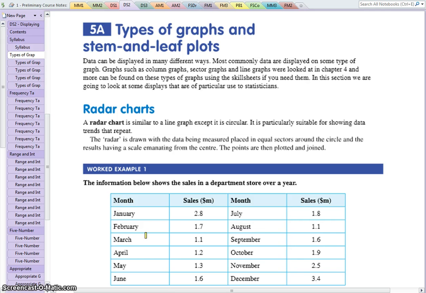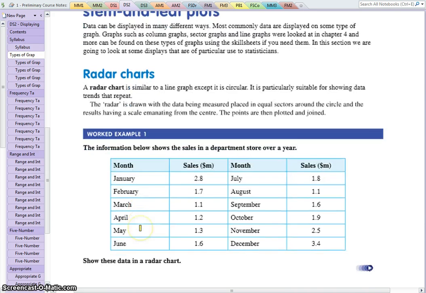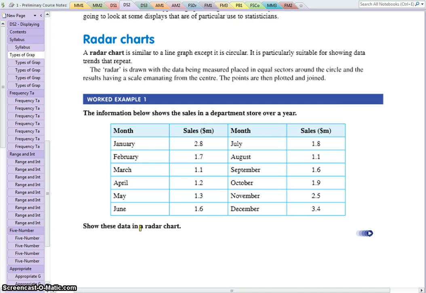Okay, when we collect and organize our data, we need to display it so that it's obvious to people what we're trying to get at. These particular graphs are very quick and easy to use and make a lot of sense. First one is radar charts. Very similar to a line graph, except it's circular. And it's really good for data that goes on year on year, like weather data or sales data, which is the example we're going to look at.